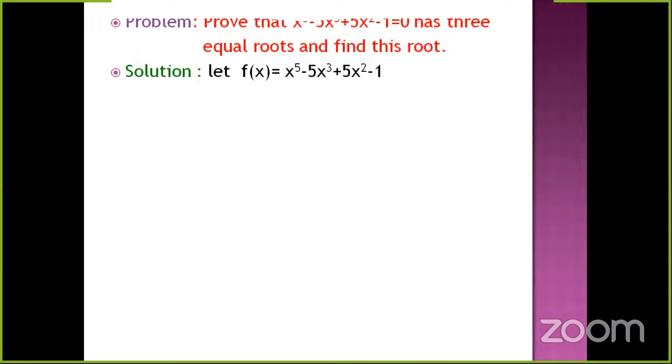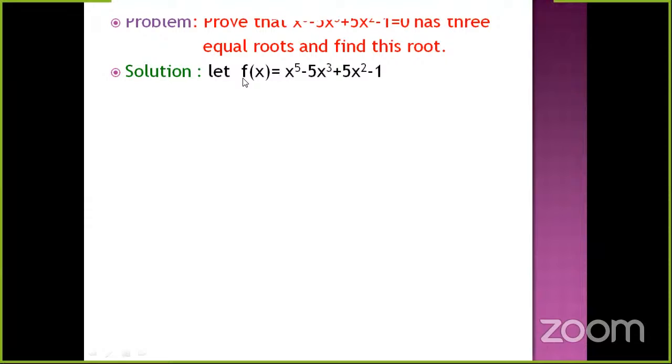See here, prove that x power 5 minus 5x cube plus 5x square minus 1 has 3 equal roots and find this root. So they are saying that this fifth degree polynomial equation has 3 equal roots. Our work is to find out that root. Okay, that root is occurring 3 times.